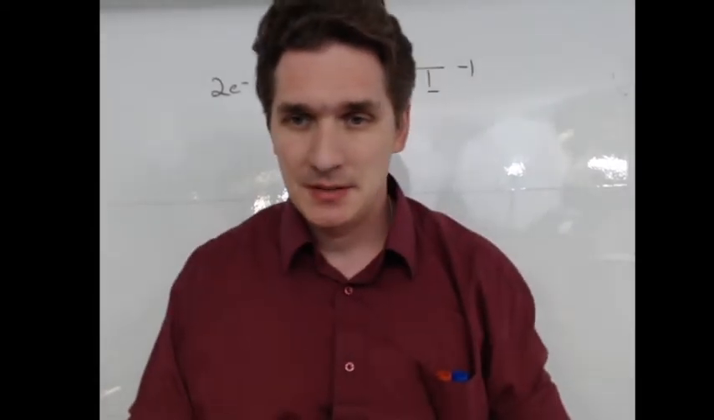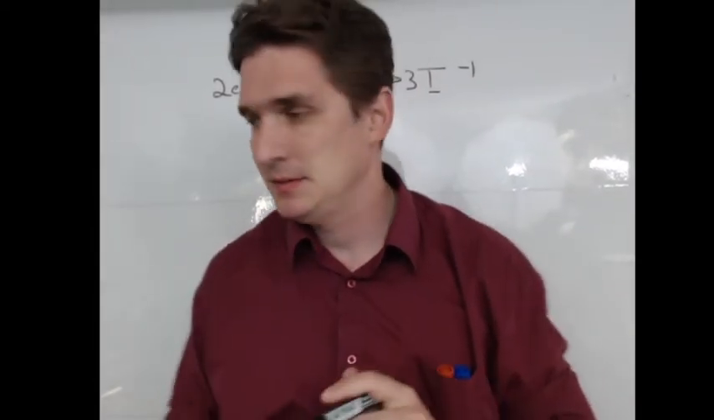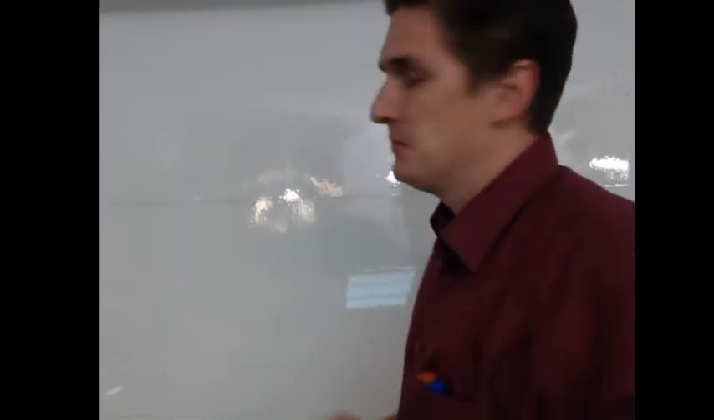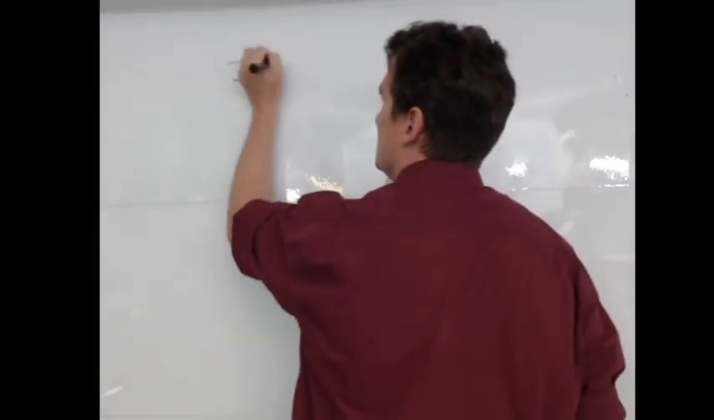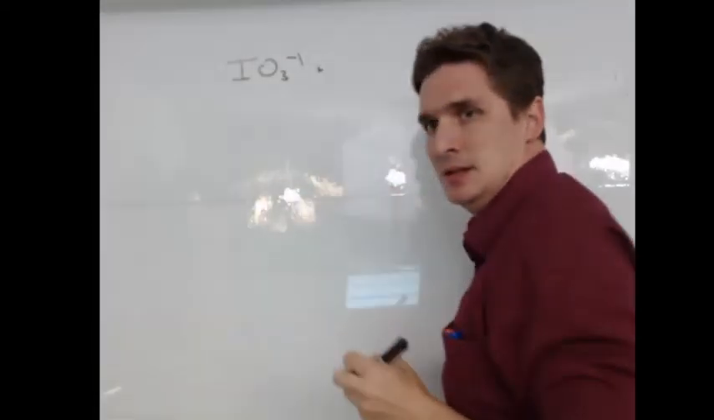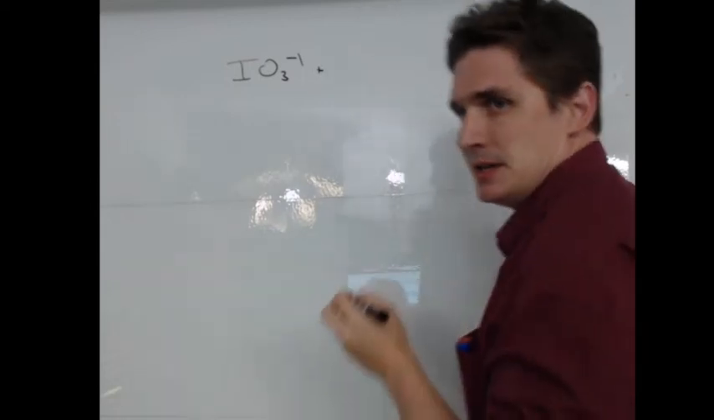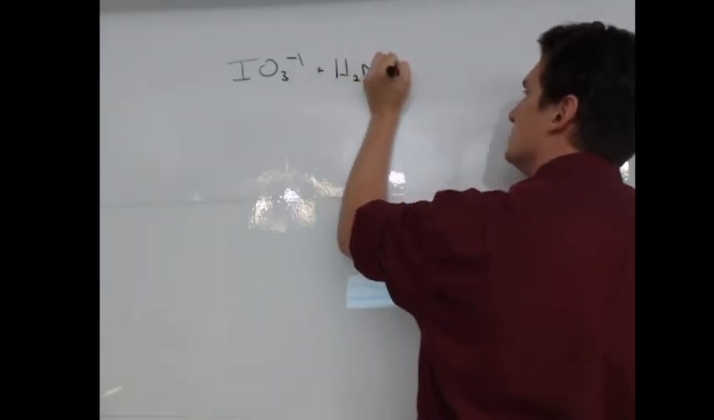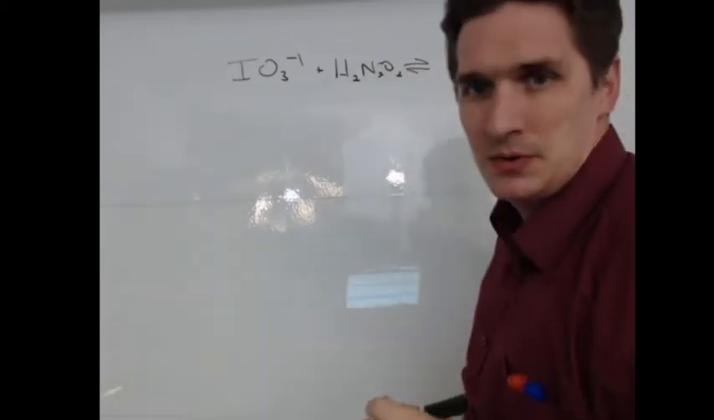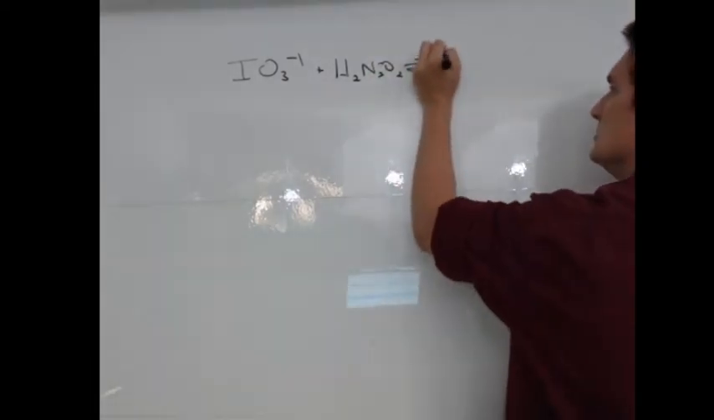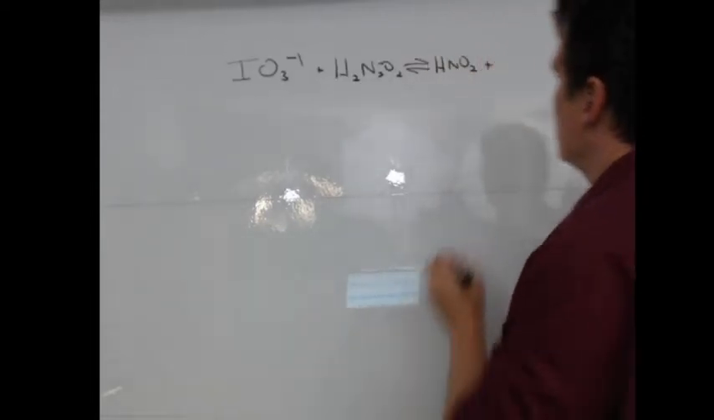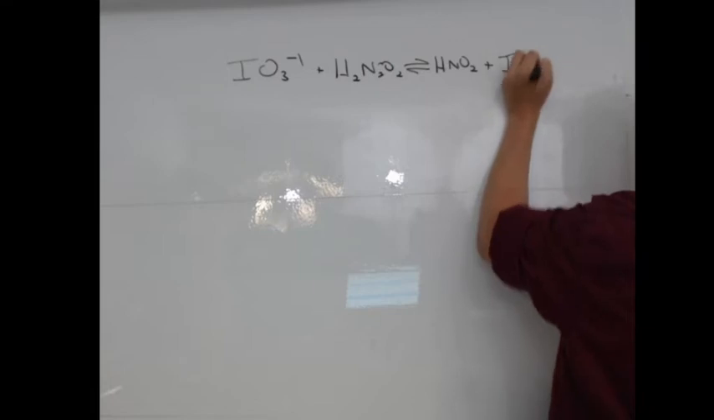Question 6. So for question 6, we have iodate plus whatever this compound is, H2N2O2, goes back and forth to HNO2 plus hypoiodide.